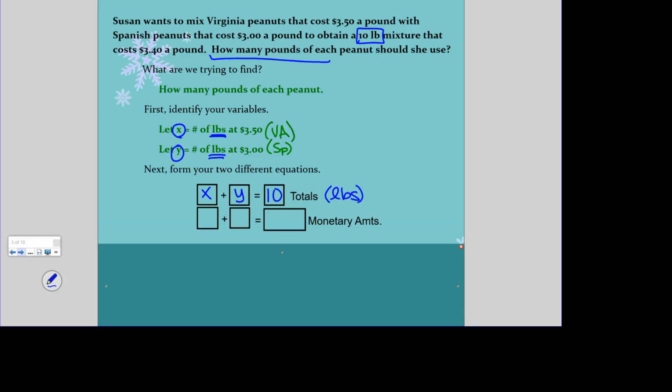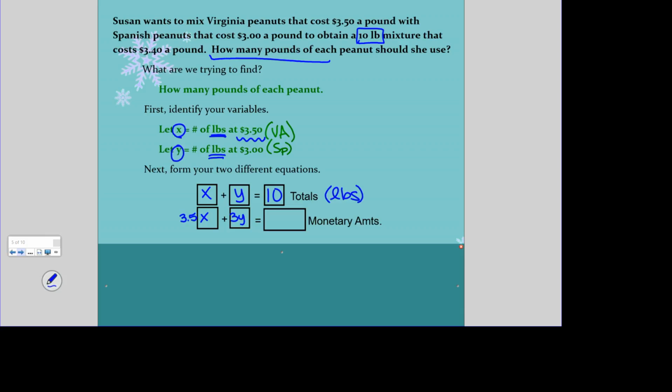From here, we need to now calculate how much per pound we're going to be paying. So if we know that x is the Virginia peanuts costing $3.50 a pound, you can think about this logically. If it were 2 pounds that we were buying of Virginia peanuts, then you would have to double the $3.50. That would be $7 total for 2 pounds. So really what we're doing here is multiplying the amount per pound.